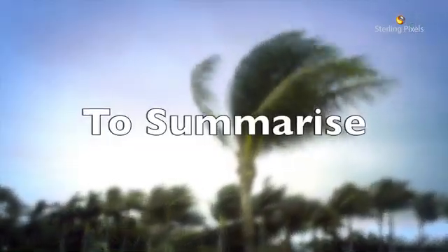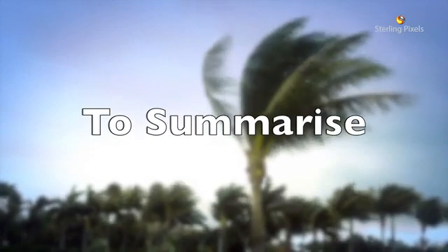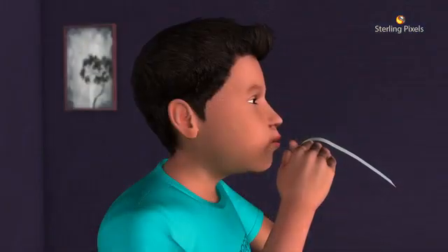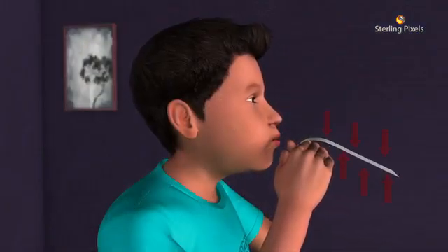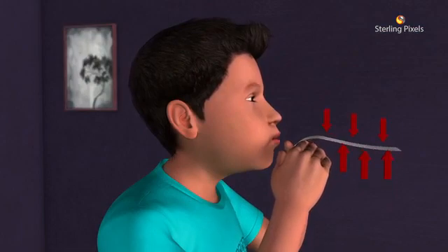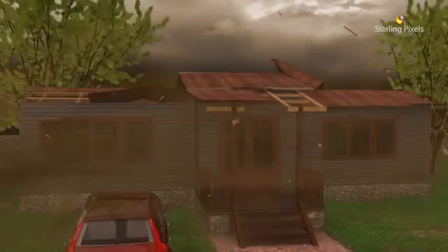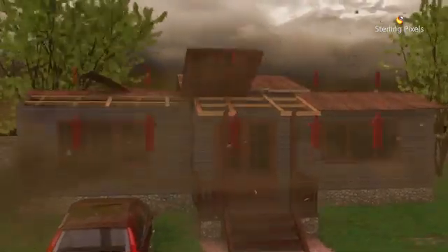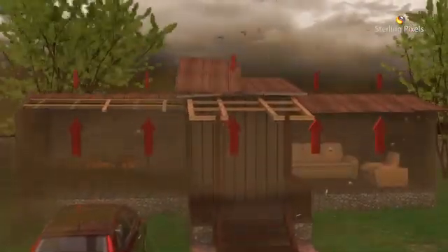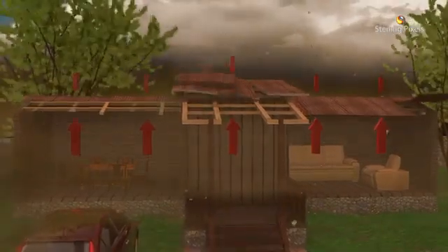To summarize, an increased wind speed results in reduced air pressure in that region. The faster the air moves, the more is the drop in the air pressure in that region.